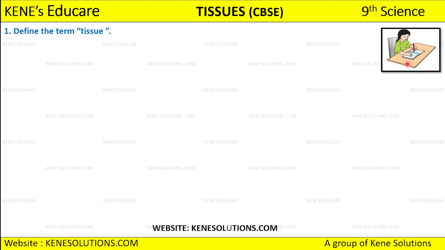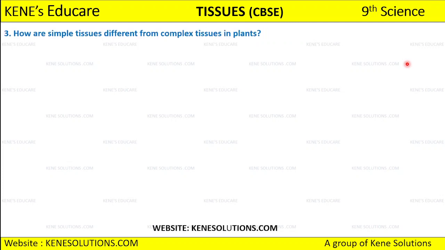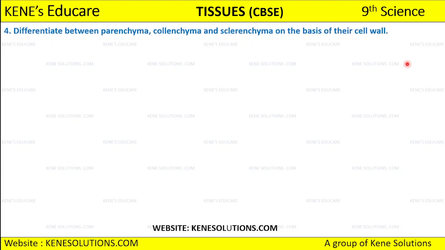like define the term tissue. Then the second question is how many types of elements together make up xylem tissue, and you have to name those elements. So we have xylem fiber, we have tracheids, right? We have 4 to 5 different elements which make up the xylem tissue. After that, next question is how are simple tissue different from the complex tissue in plants? Now we know that we have simple tissue as well as complex tissue which exist in plants, right? So how are they present? We are going to see that.